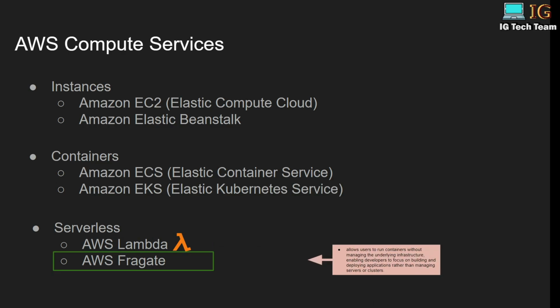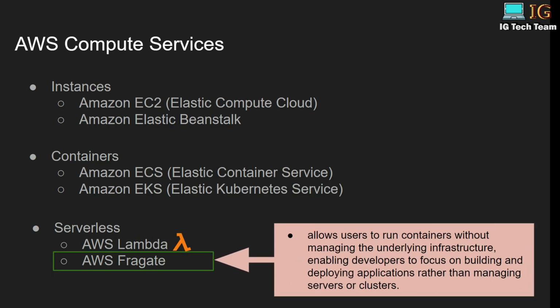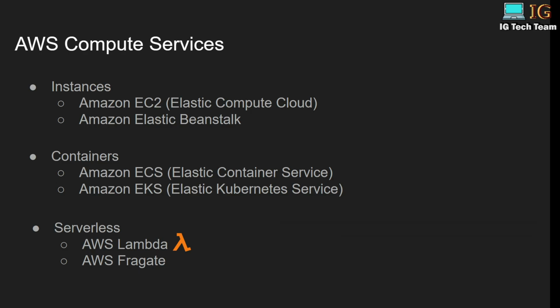Next one is AWS Fargate. It is another serverless service and it allows users to run containers without managing the underlying infrastructure. And it enables developers to focus on building and deploying applications rather than managing servers or clusters. These all are the AWS Compute Services.